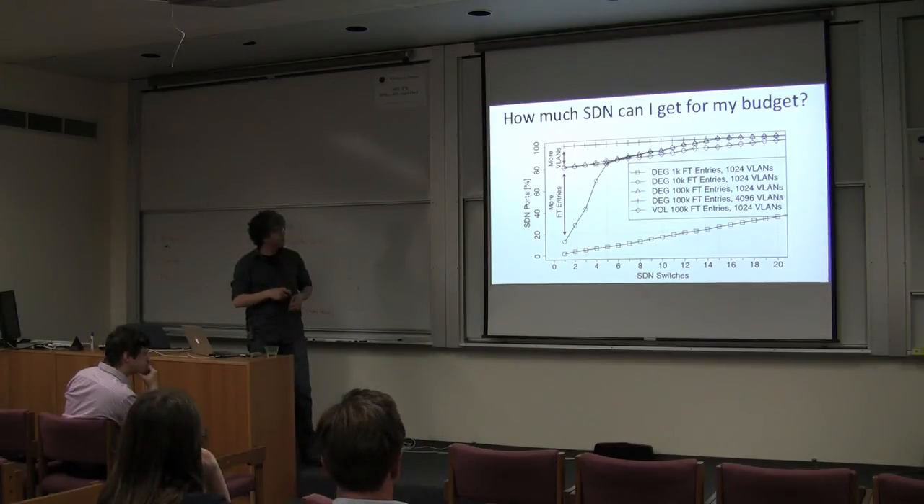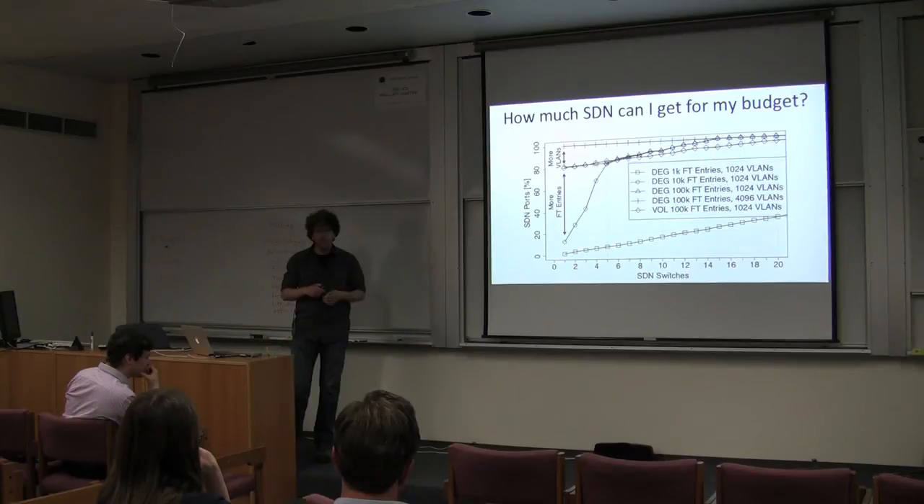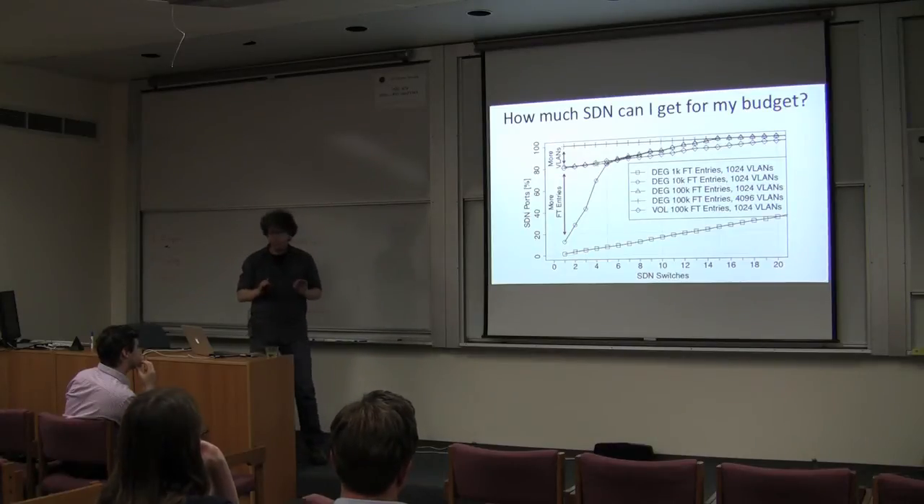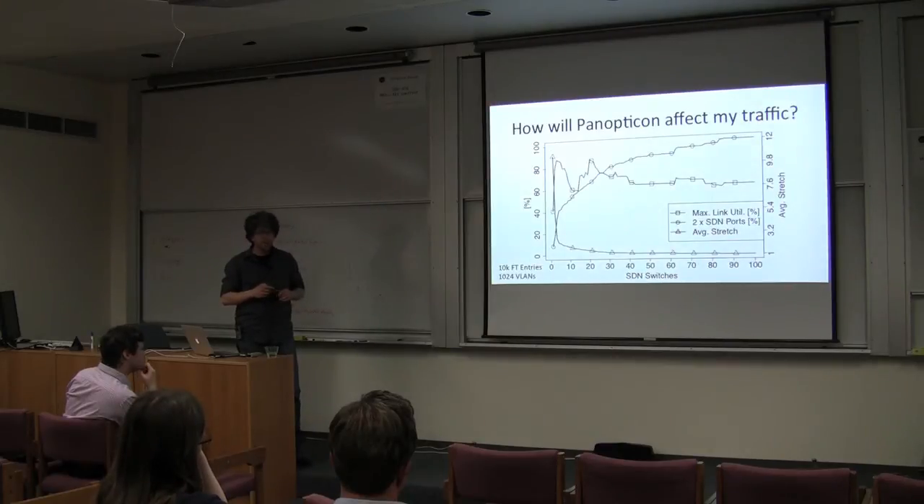This additional benefit here is contributed by the assumption of 4,000 VLANs. If we had devices that supported the theoretical maximum number of VLAN tags, we would actually be able to support the entire network routing state with just one big switch. Naturally that says nothing about the traffic, but with respect to routing state, it's not too bad. Okay, so now let's see how Panopticon affects the traffic in the network.